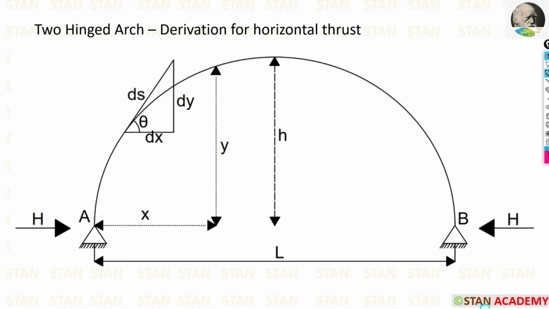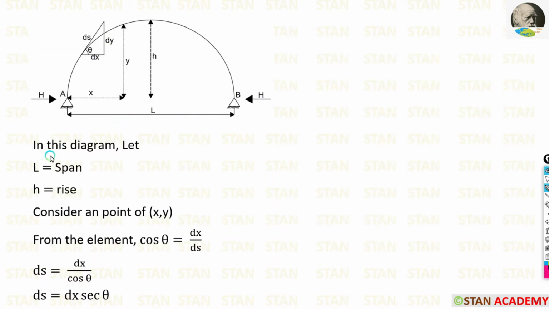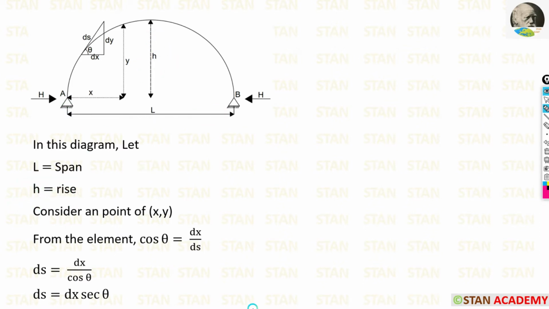Hello everyone, today we are going to derive one formula for horizontal thrust of two hinged arches. In this arch, L is the span or total length of the arch and H is the rise of the arch. In this arch, I am going to take a point randomly.